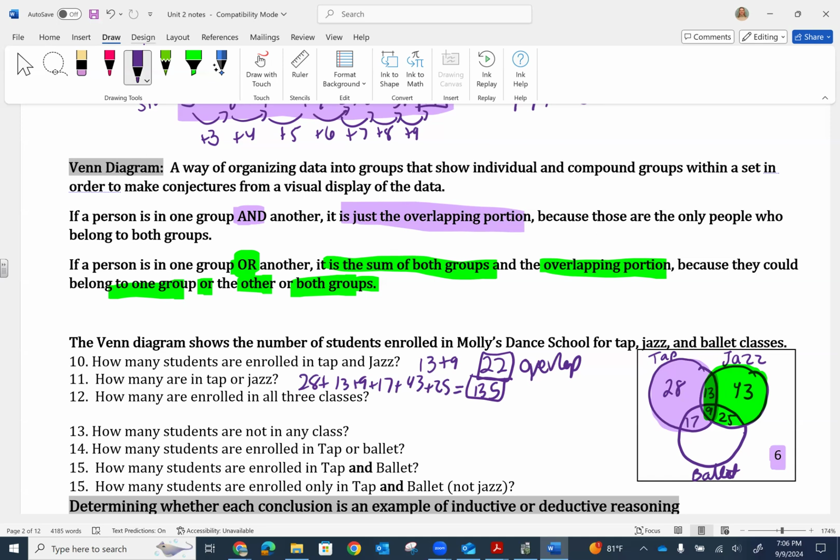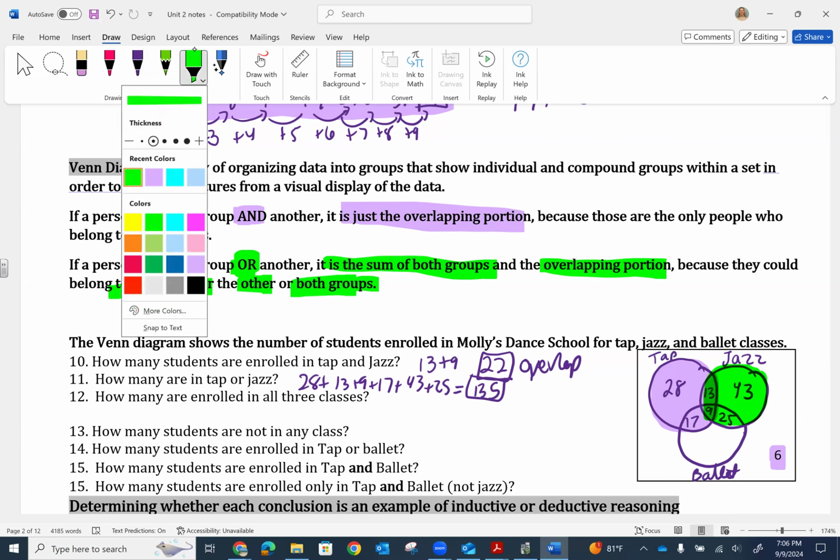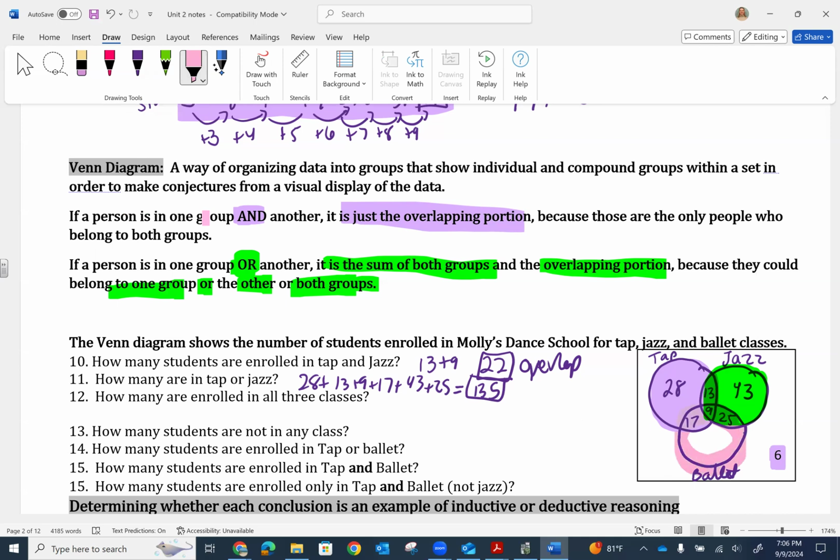How many are enrolled in all 3 classes? Okay. Do you see anybody who's standing in all 3 circles? Because we haven't talked about the ballet. Okay. I'm going to make that ballet pink. So anybody who's in the ballet circle is going to be in ballet. Now they might also take other classes because if you're in ballet, you probably do take other classes.